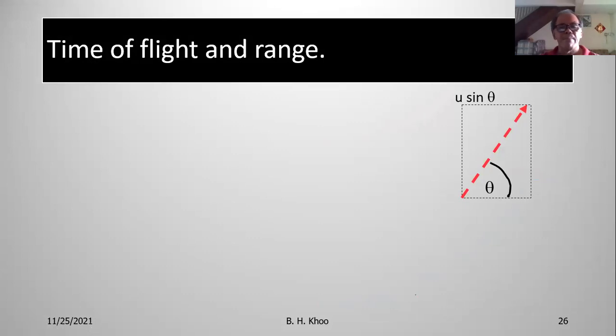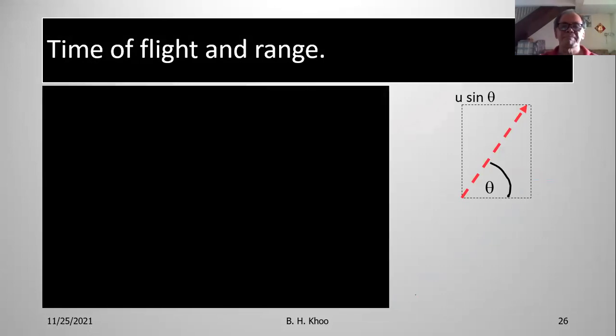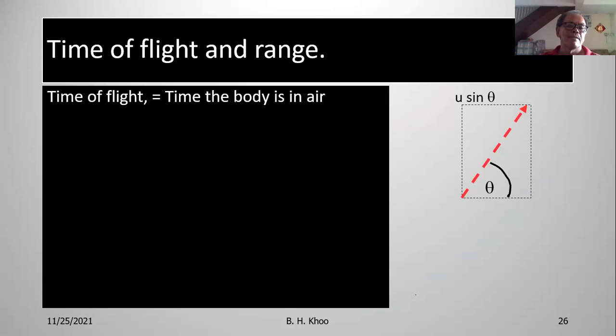Time of flight. Various authors will use different names. Time of flight is the time the body is in the air. Then we consider vertical motion because if the time spent in the air is short, then the distance horizontally also will be short. So if we spend a longer time in the air, then we will have a longer time of flight.